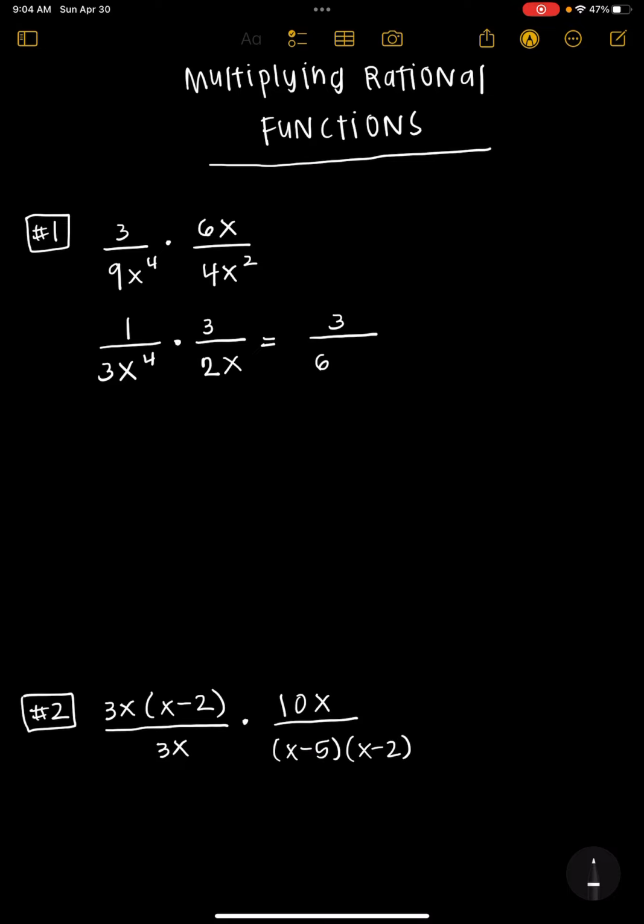When we're multiplying variables like this, you add the exponents. So I've got x to the fourth times x to the first, which gives me x to the fifth, because 4 plus 1 is 5. All right, so 3 over 6x to the fifth.